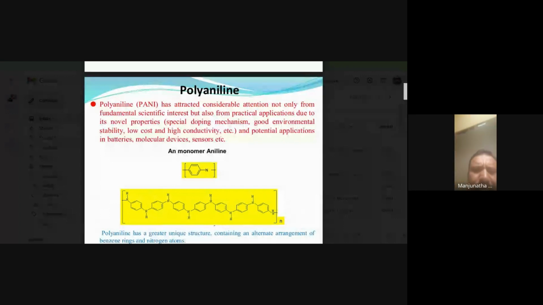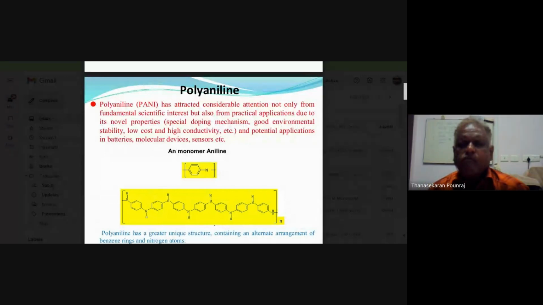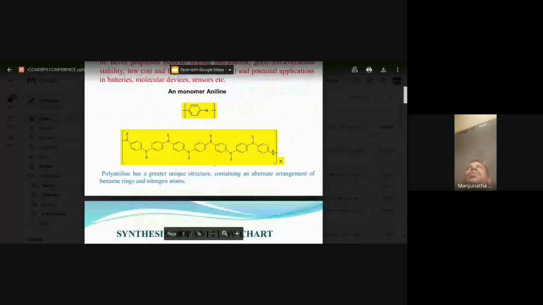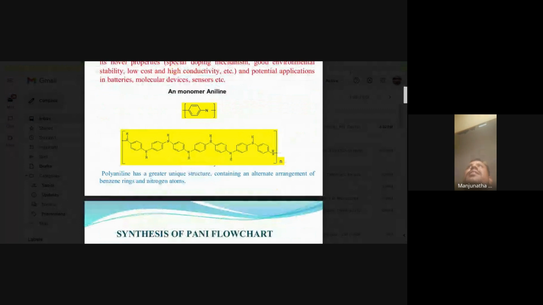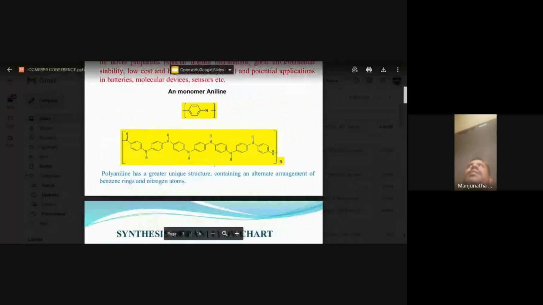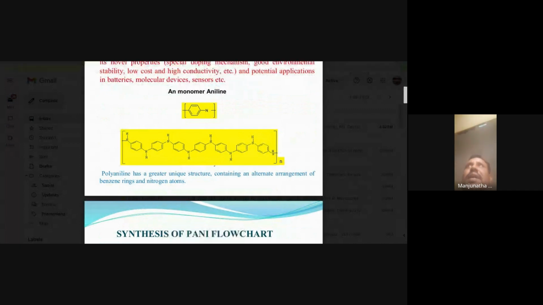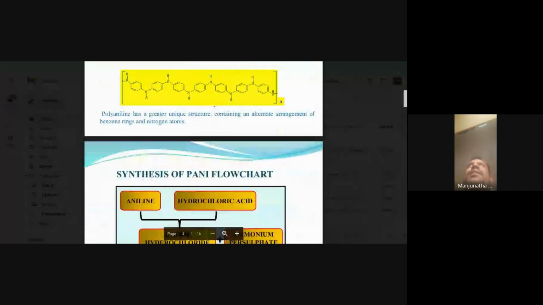So this is the structure of polyaniline. The first structure is the monomer, aniline. Polyaniline has a unique structure containing an alternate arrangement of benzene rings and nitrogen atoms.